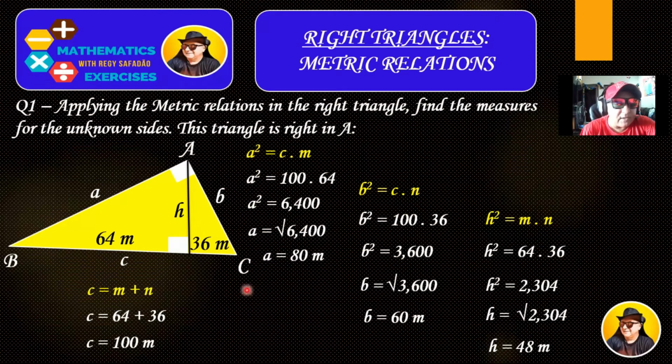Okay, so let's check. The hypotenuse C is 100. The leg A is 80 meters. The leg B is 60 meters. And the altitude is 48 meters. Okay, so that was question number 1. Let's see question number 2.